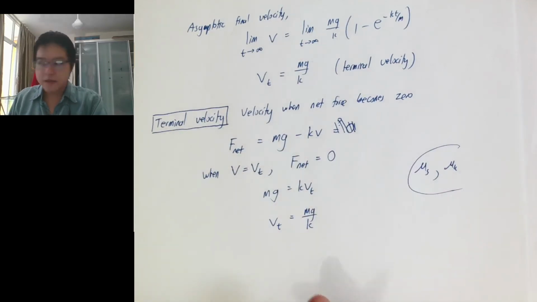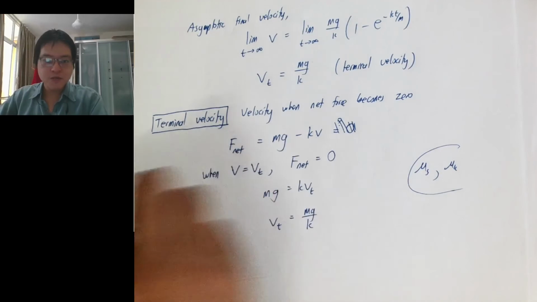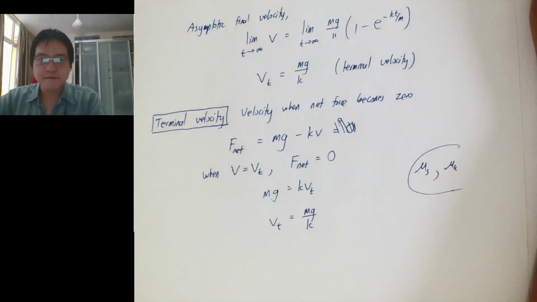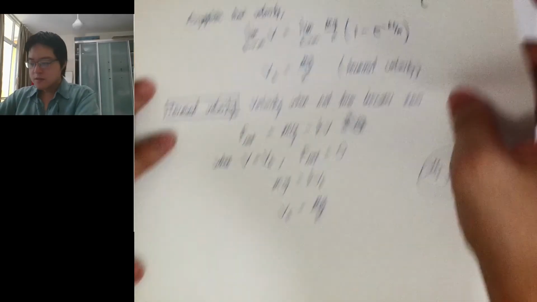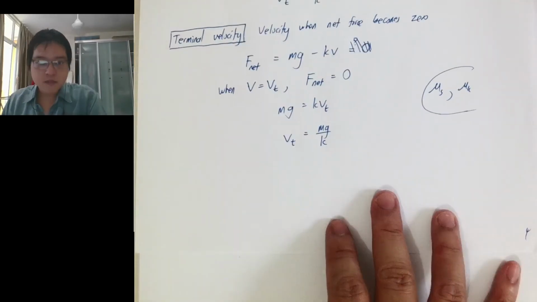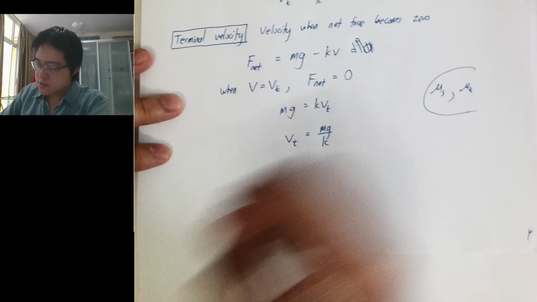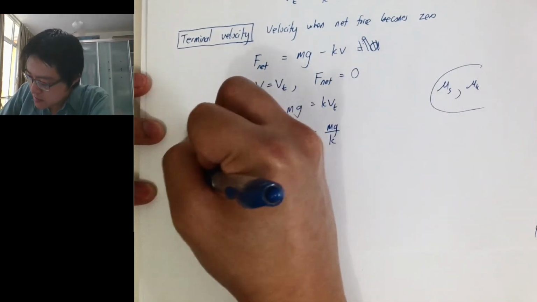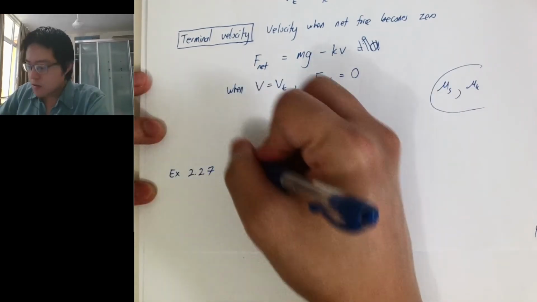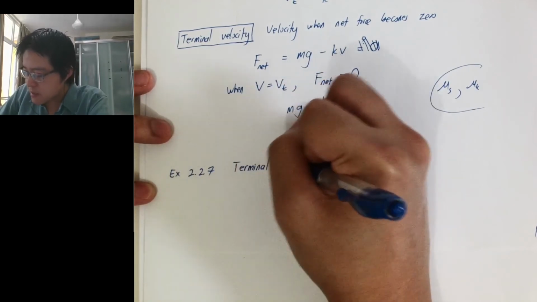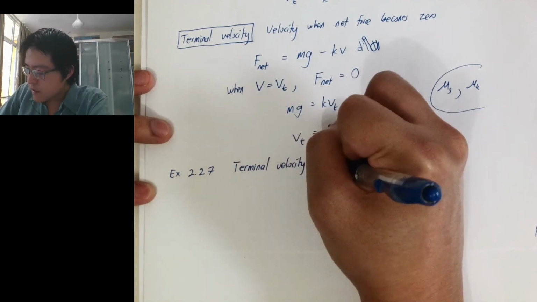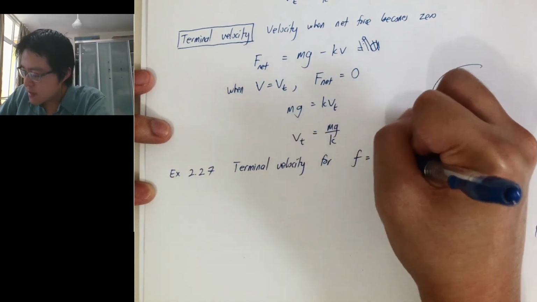Okay, still got time. Let's quickly do the next example, which is about skydiving. This is the terminal velocity for when the force is given by this formula. What is this example? This is example 2.2.7. This example is about finding the terminal velocity for this case, d v squared.